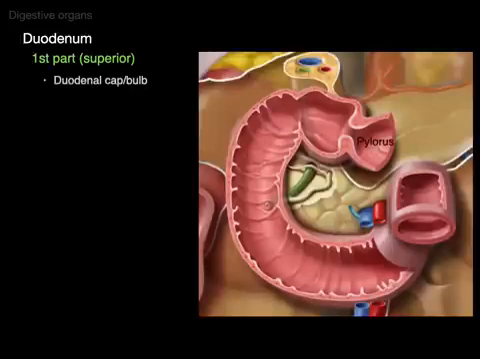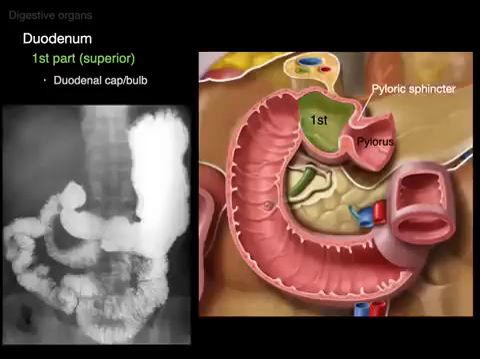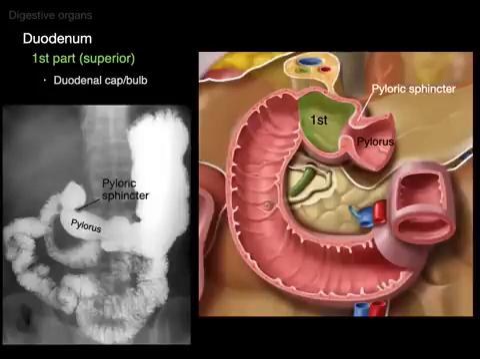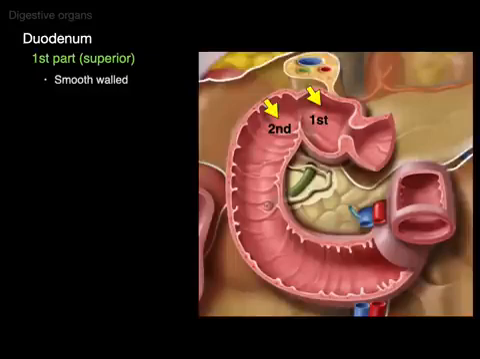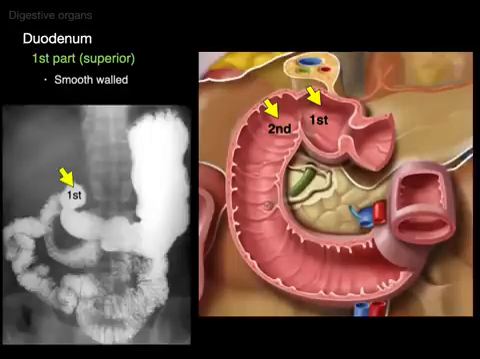There's the pylorus of the stomach and the pyloric sphincter, and there's the first part, the duodenal bulb. And in this barium swallow, you can see the pylorus of the stomach, pyloric sphincter, and there's the duodenal cap or duodenal bulb. Duodenal or duodenal, tomato, tomato. The first part is also smooth-walled. So there you can see the first part is smooth, and the second part is not smooth-walled because it has these circular folds. Smooth, not smooth.